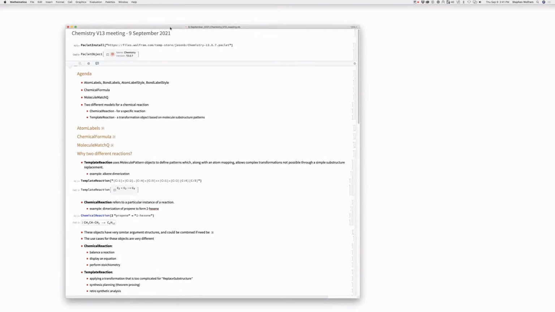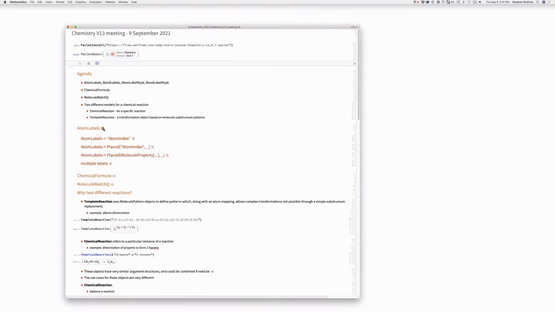Okay, hi everyone. We are looking at chemistry functionality for upcoming versions of Wolfram Language. Let's see, where are we starting here? Atom labels, is that where we're starting? Right.